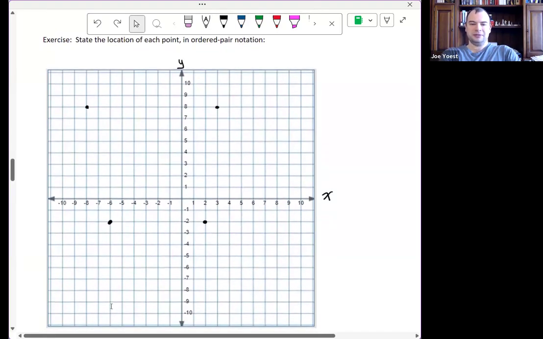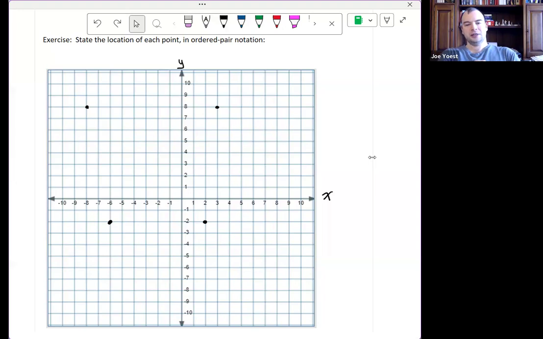Okay, so just like above, let's do an exercise. Again, we'll take maybe just about a minute or so for this one. I'll just work through it with you. State the location of each point in ordered pair notation. There are 4 points here, one in each of the 4 quadrants. So I'll just go along with you. Quadrant 1, 2, 3, 4. I'll give you about a 15-second head start, and then I'll just start working through them as well.